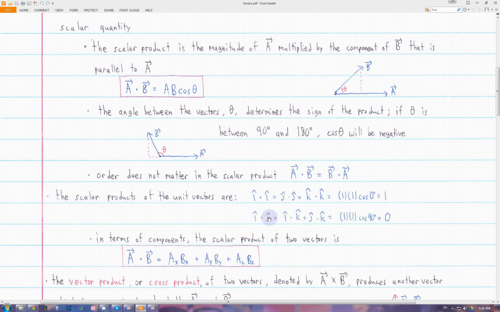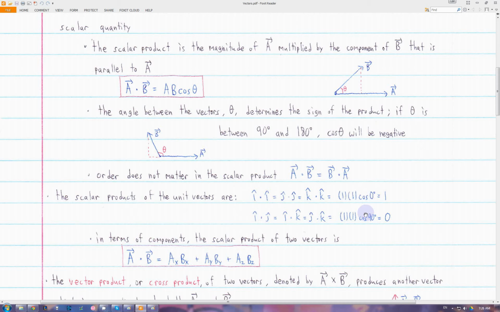But if we dot two vectors which are perpendicular to each other, so any unit vector dotted by a separate unit vector, then the angle is going to be 90 degrees, and cosine of 90 degrees is 0.